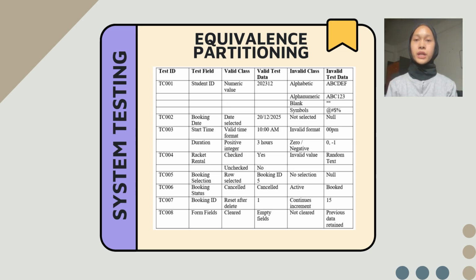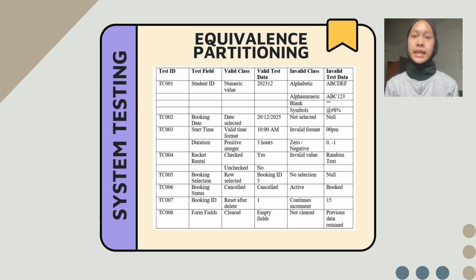Assalamualaikum warahmatullahi wabarakatuh. My name is Narsika Najwa binti Abdul Rahim, matric number 306561, and I will continue presenting the system testing. So, for the system testing, we use equivalence partitioning to divide input data into valid and invalid classes. This helps reduce the number of test cases while still covering all possible input conditions. So, we have 8 test cases.